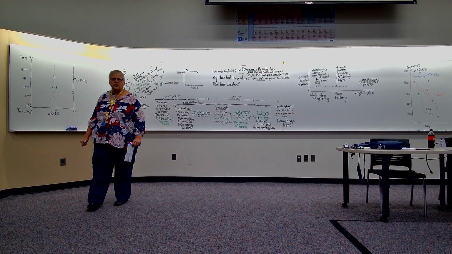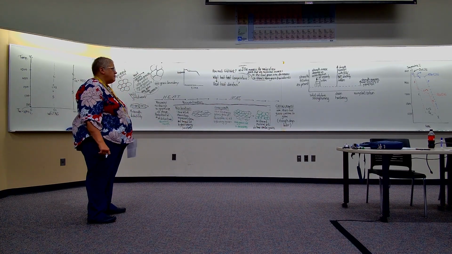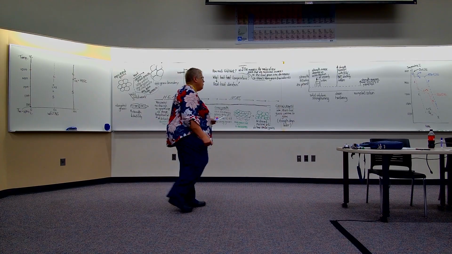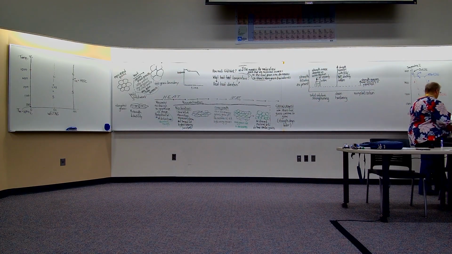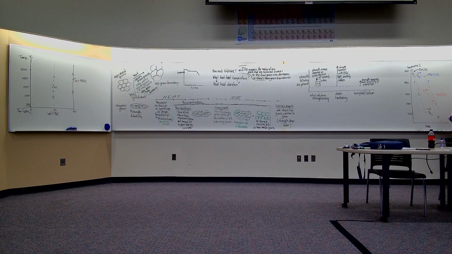All right, well, let's look at the 25 and the 75. What's made up here? So all 0% nickel, all copper, above 1085 is liquid. Below 1085 is solid.